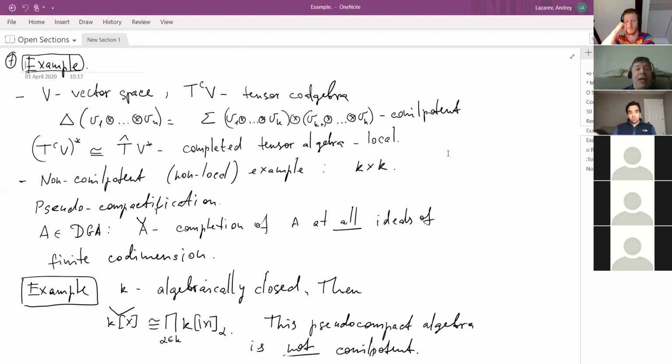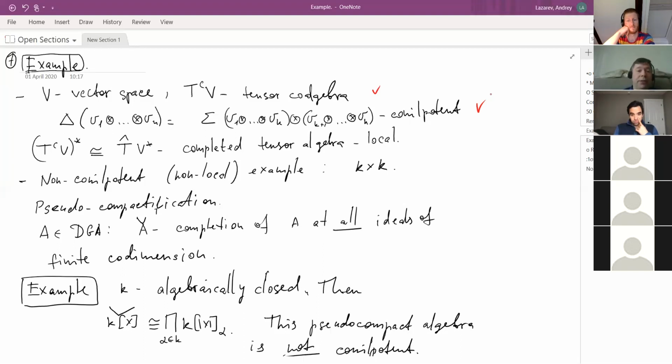So if V is a vector space, we can consider its tensor coalgebra, which looks like a tensor algebra, except that it's a coalgebra with the following co-multiplication. Then it's conilpotent, because if you dualize this coproduct, then what you get is the completed tensor product on the dual vector space. Completed in the sense that you take formal power series rather than polynomials, non-commutative polynomials.